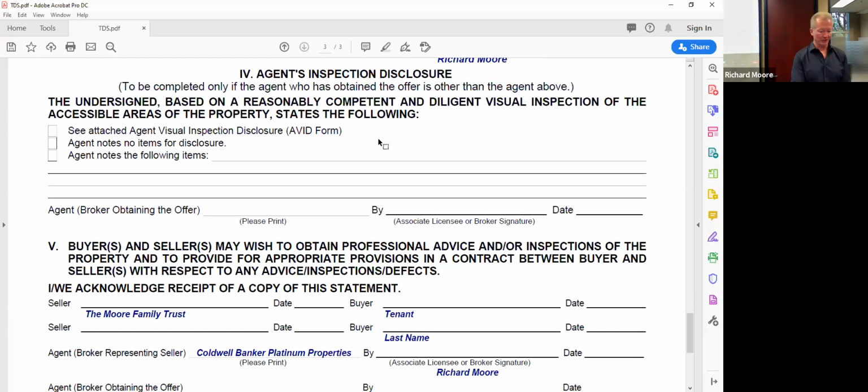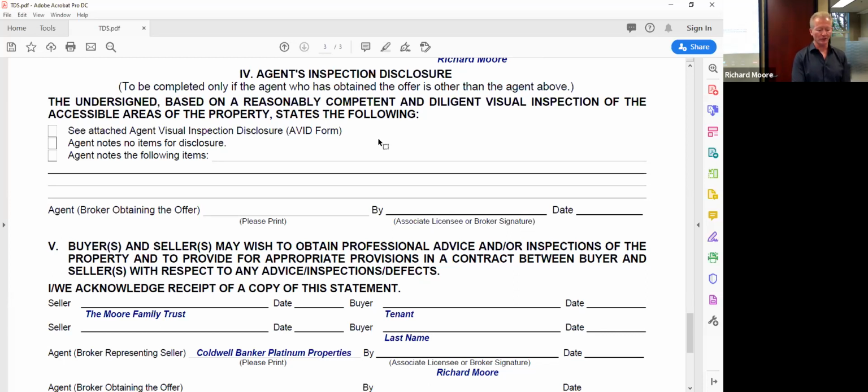So there are transfers that are exempted from providing the TDS. Transfers requiring a public report. So for example, a new builder's tract, right? They provide the buyer with a public report. Transfers pursuant to a court order, such as a probate sale or sale by a bankruptcy trustee.